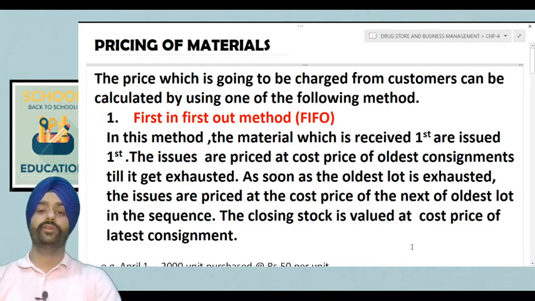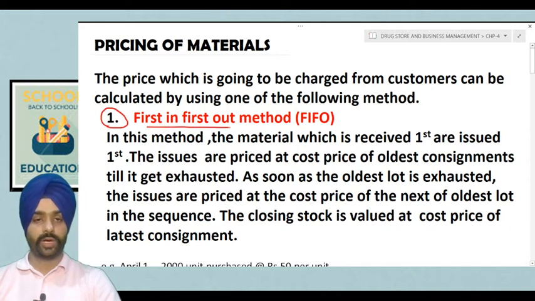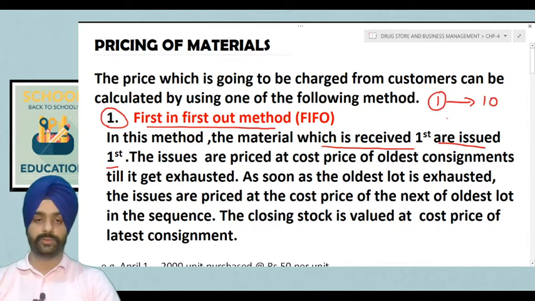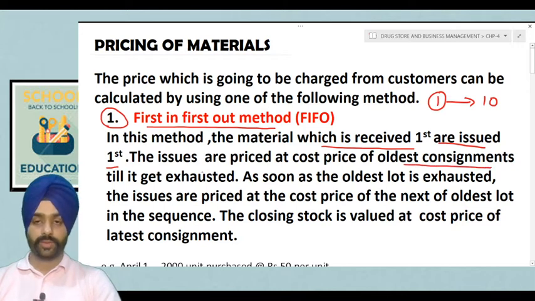The price which is going to be charged from customers can be calculated by using one of the following methods. The first one is the first in first out method. In this method, the materials which are received first are issued first. For example, if 10 items are received in a sequence of 1 to 10, the first item will be issued first. The issues are priced at the cost price of the oldest consignment, till it gets exhausted.